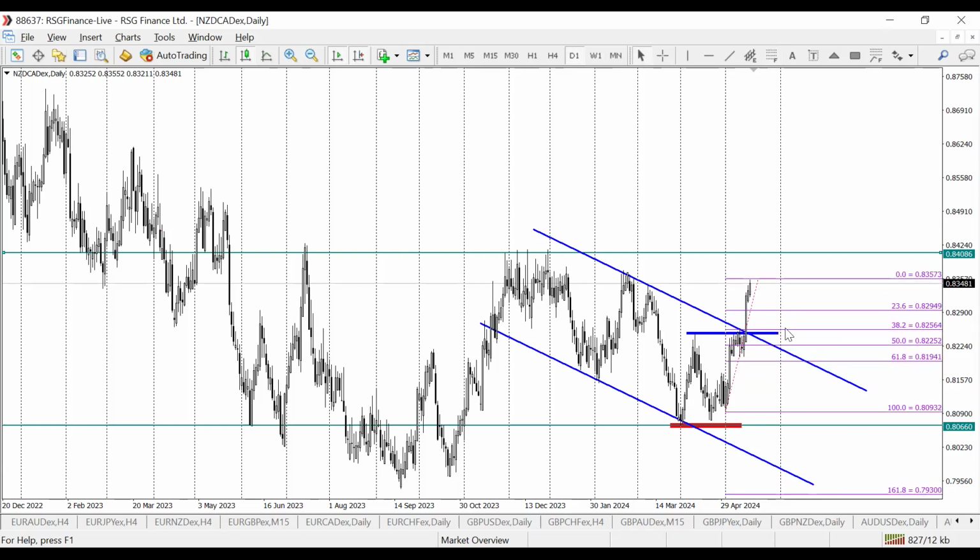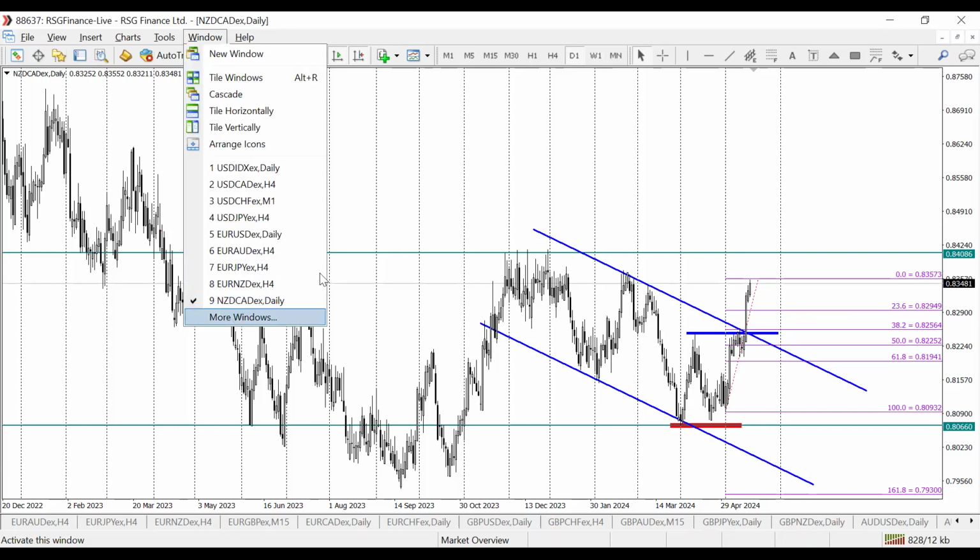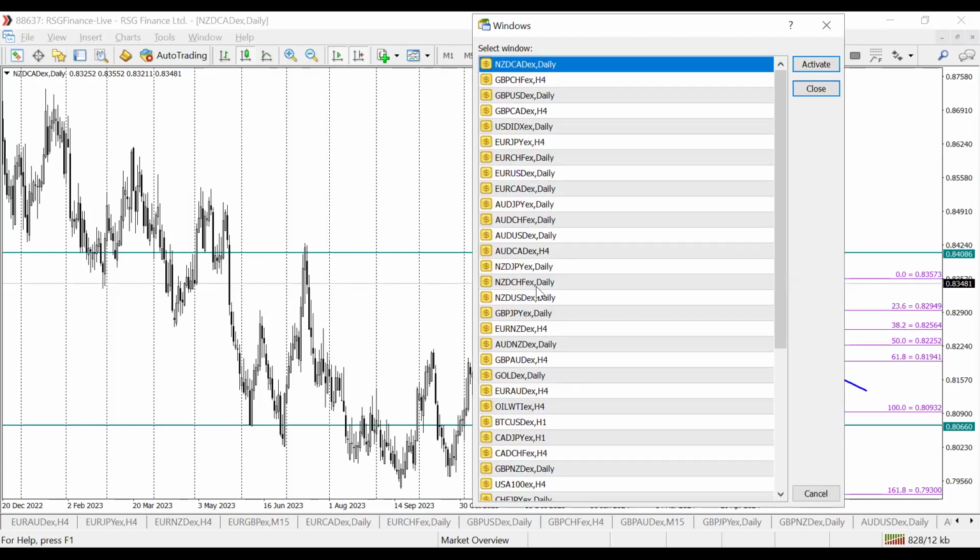Using Fibonacci, if we get any correction towards the 38.2 Fibonacci level, this will be a perfect place to look for entry and target the technical target of 0.84086 level. That's NZD CAD. Now let's move on to NZD USD. NZD USD, just a moment. There you are.